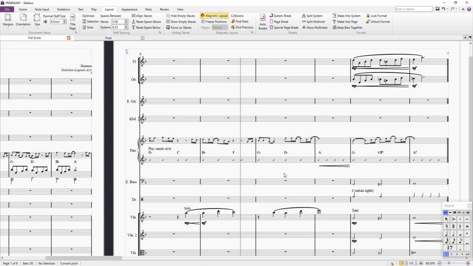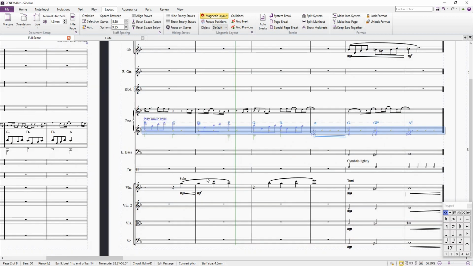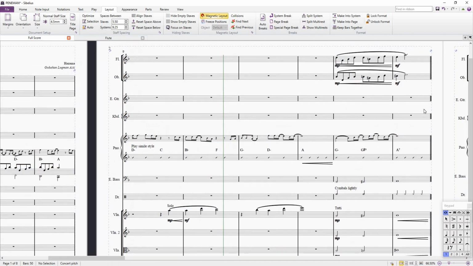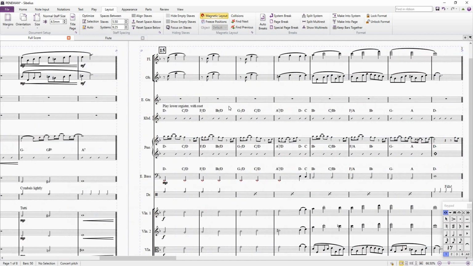You know, I don't have really good ears, so I need to hear my chord sounds to help me with my other parts, like my violins and winds. Maybe I'll make another video and explain to you how I do that. Okay, moving on.